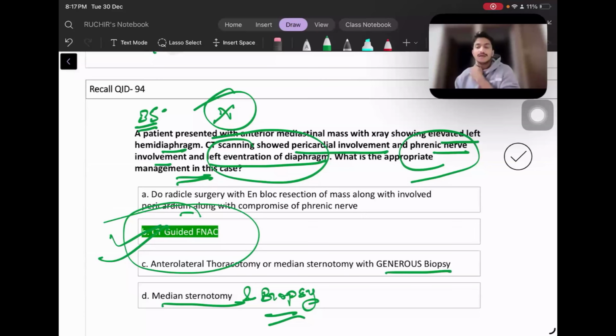Okay. So in the clinical scenarios, you sometimes also have to evaluate the clinical scenario. You cannot just jump in for a surgical biopsy, specifically when it is a laparotomy or a median sternotomy or an anterolateral thoracotomy for that matter.